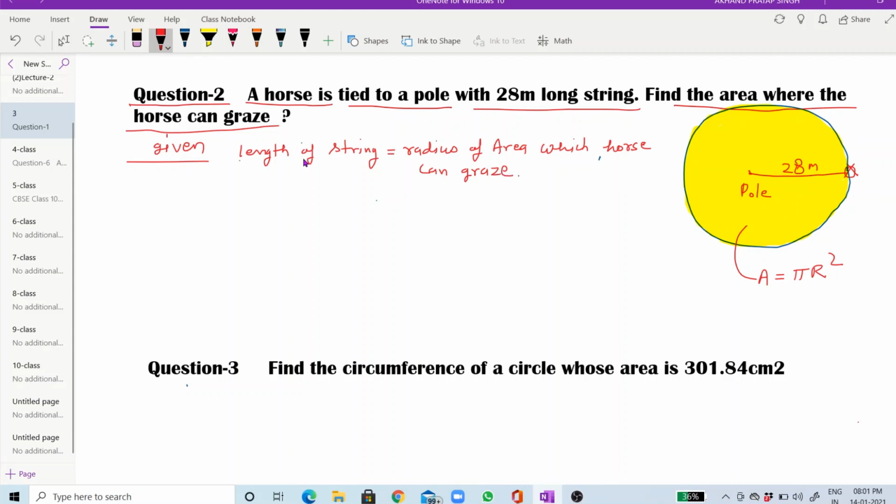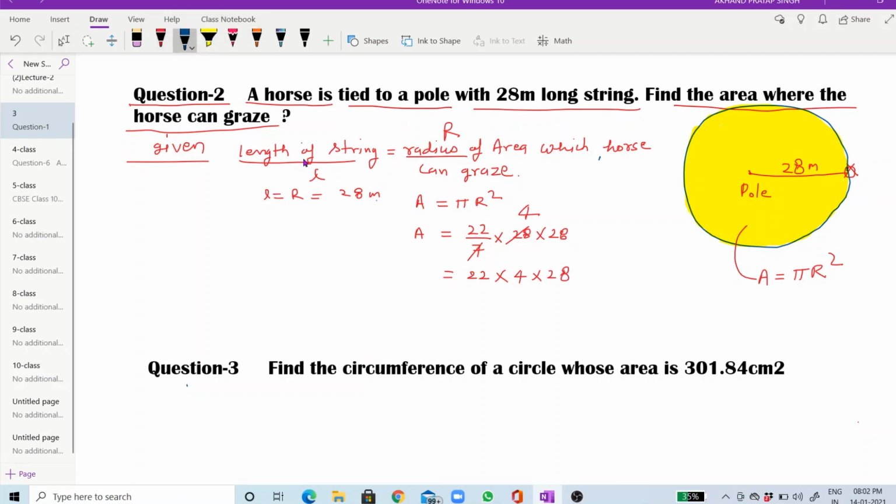So if the length of the string is L and the radius is capital R, then L is equal to R is equal to 28. And we know that the area of a circle is equal to pi r square. So put the value. A is equal to pi, 22 by 7, R is 28 into 28, because of R square. So 7 1s are 7, 7 4s are 28. So the value will be 22 into 4 into 28.